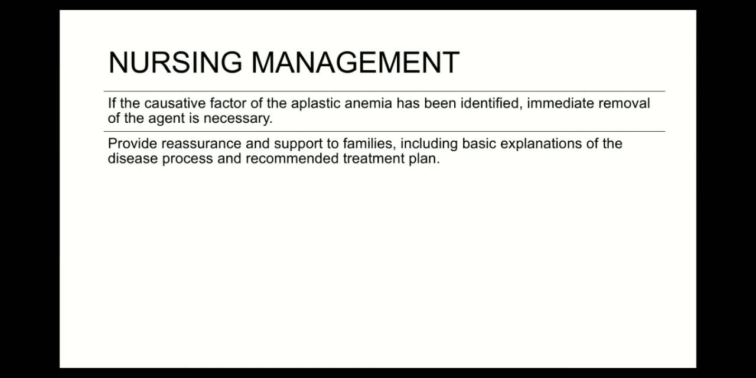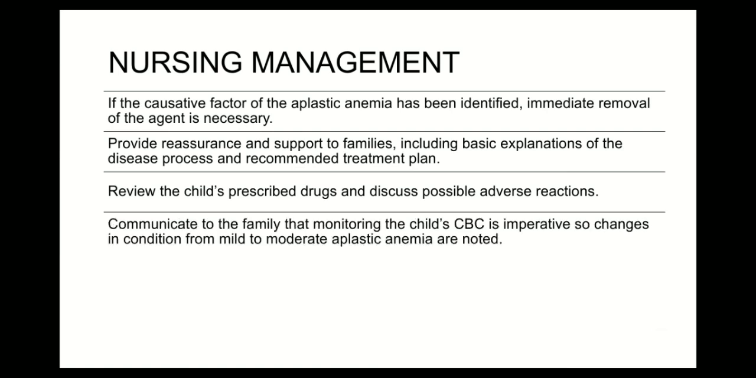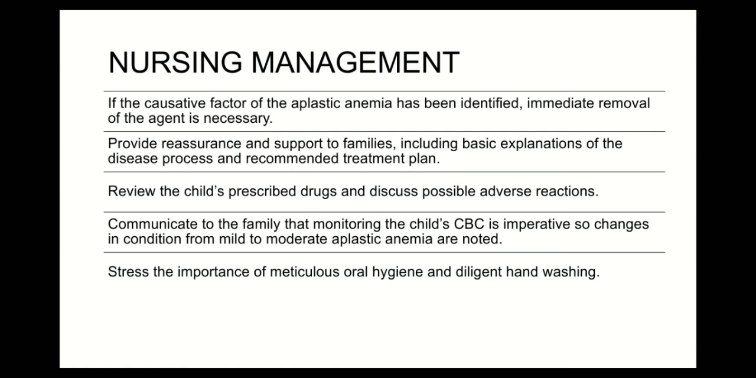Next is to provide reassurance and support to the family of the child, including basic explanations of the disease and also of the possible treatment plans that will be prescribed for the child. Next is to review the child's prescribed drugs and to discuss the possible adverse reactions. Next is to communicate to the family that monitoring the child's CBC is imperative to note if the aplastic anemia is mild or moderate.